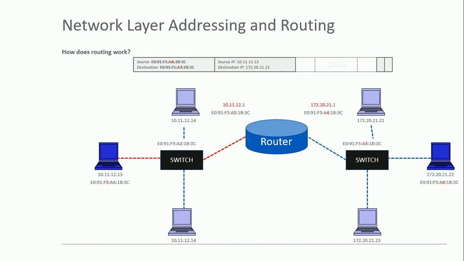So the router says, okay, I need to change that destination MAC address. So it's going to change the A3 to an A6. So it's going to match the destination MAC of 172.20.21.22. And then it's going to send that traffic off to that computer on the right side.